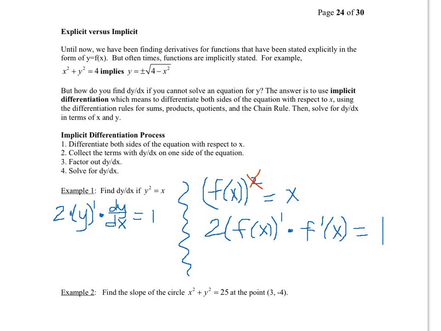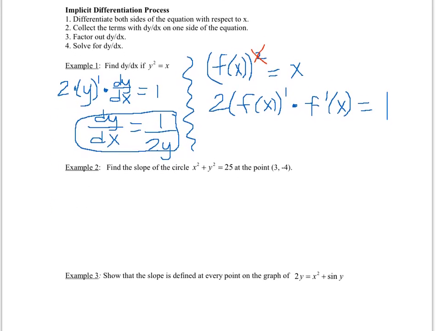And in order to find the derivative, you're just going to isolate dy dx by dividing both sides by the 2y. And that would be the derivative. Notice it's not in terms of just x anymore. There might be y's involved. So we're going to go ahead and take a look at the next example.